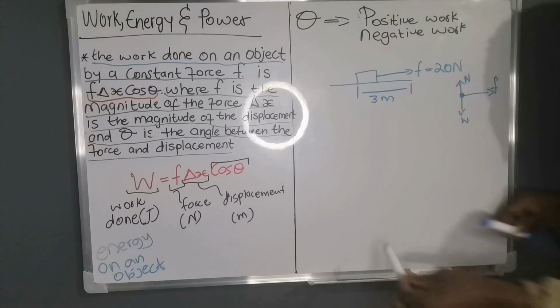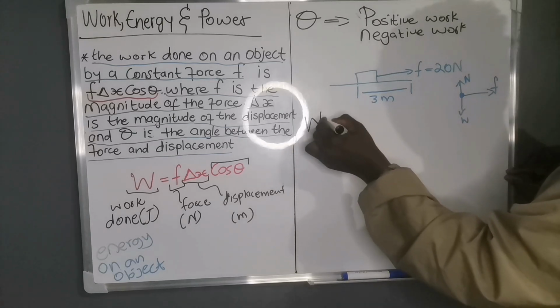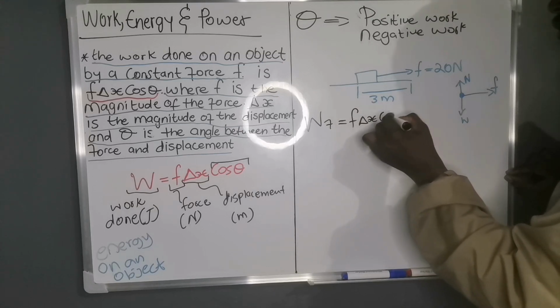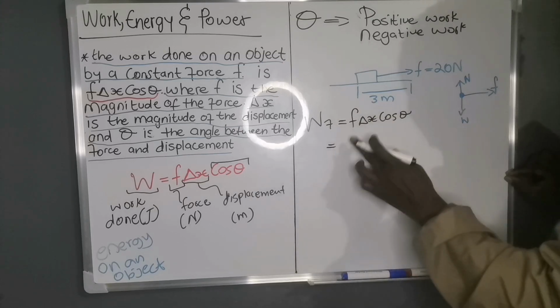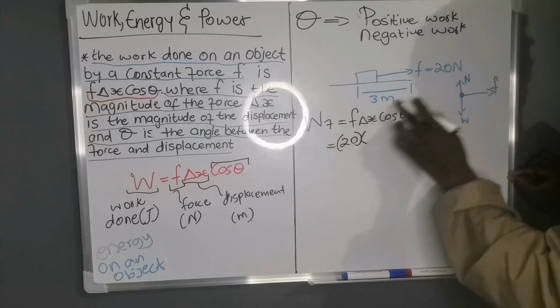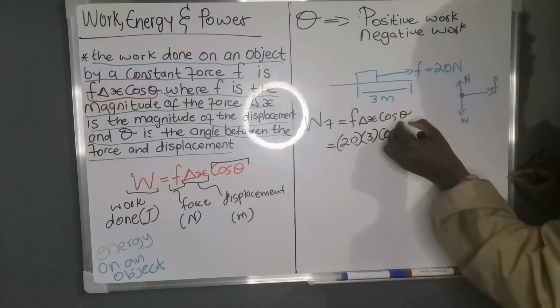Let's find the work done by the force applied. Work done by the force applied is equal to F change in x cos theta. What's the value of F? 20 newtons, the force applied. What's the value of change in x? 3 meters. Then what is the value of theta?